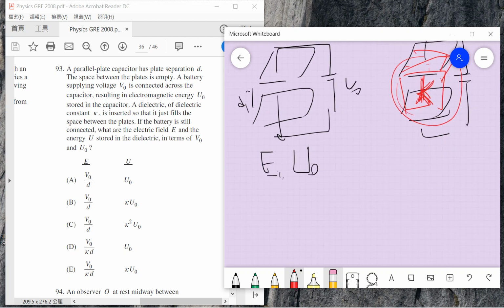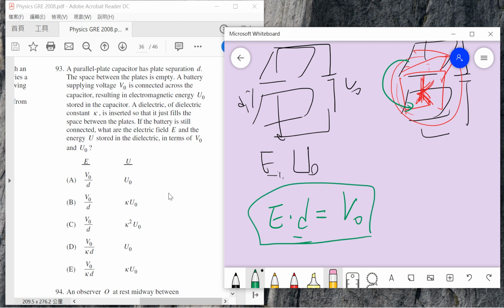Okay, so one important thing is that you need to know that the electric field from here to here times the distance must be the V naught, because basically this is the definition of the potential. The definition for the potential is the electric field times the distance, or basically the electric field line integration. So the electric field is still the same. So the answer should be A, B, C, one of them.